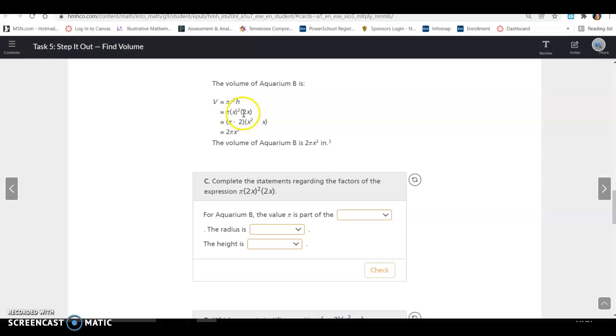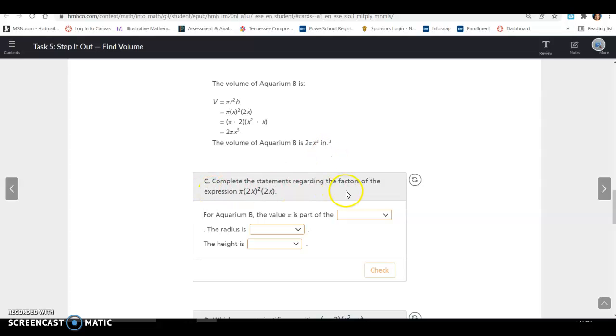So we can rearrange this using commutative property and put the 2 first. And so pi times 2. And then that puts our x's together. Same base, we add exponents, so you get 2 pi x cubed. So the volume of aquarium B is 2 pi x cubed, and again, that's in inches cubed. And again, volume is 3-dimensional, so it's going to be cubic.